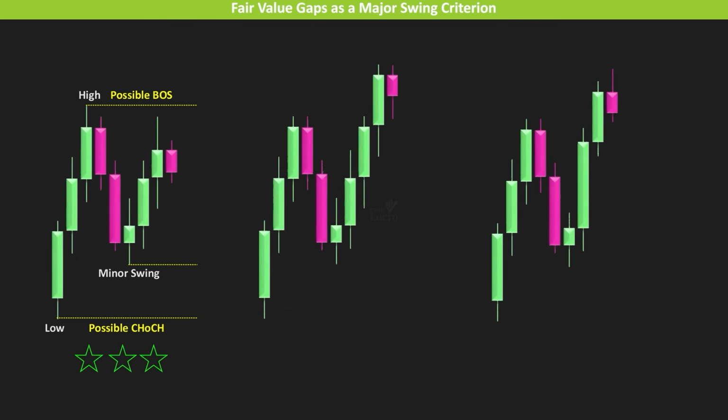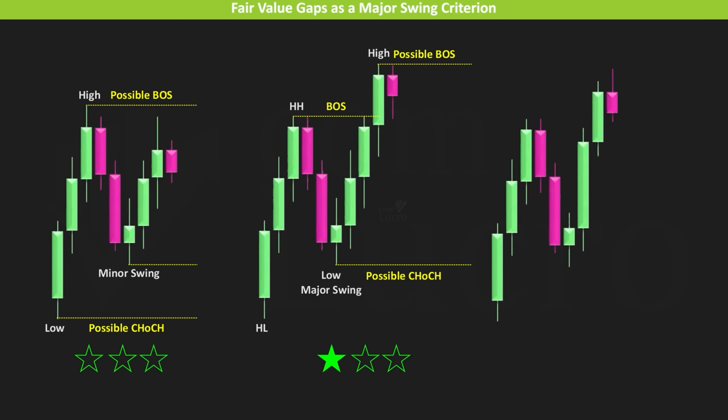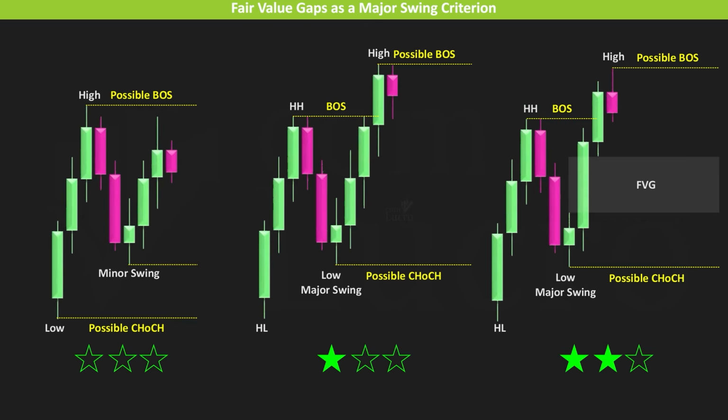The first one shows neither a break of structure nor an imbalance, so it is classified as a minor swing. A break below this level does not signal a change in momentum or a reversal. The second example is the origin of the breakout, but does not include an imbalance. For that reason, it is considered a major swing, but only with 1 star. The third example is both the origin of the breakout and the source of an imbalance, which makes it a major swing with 2 stars.